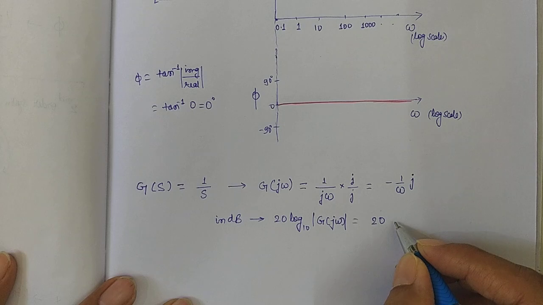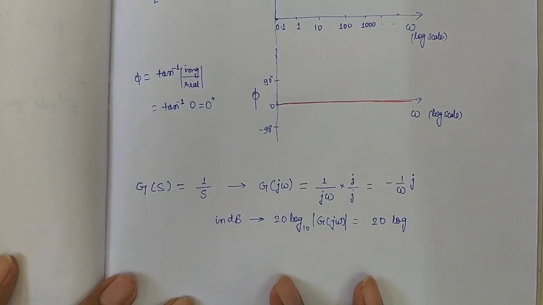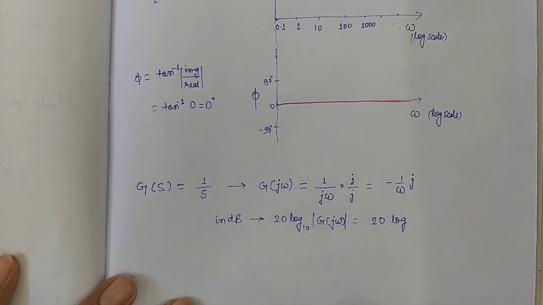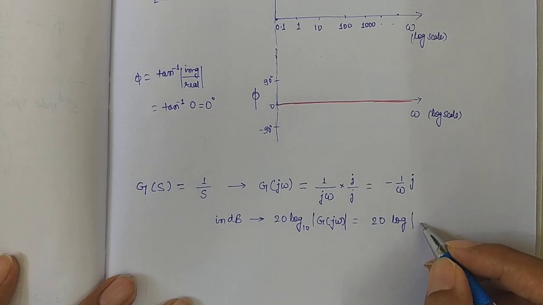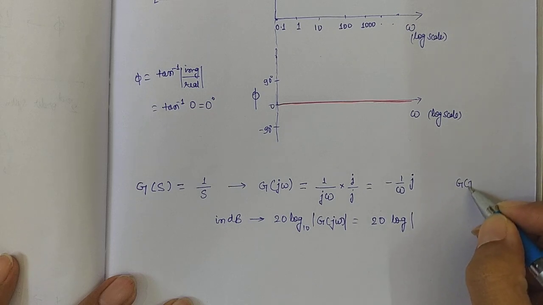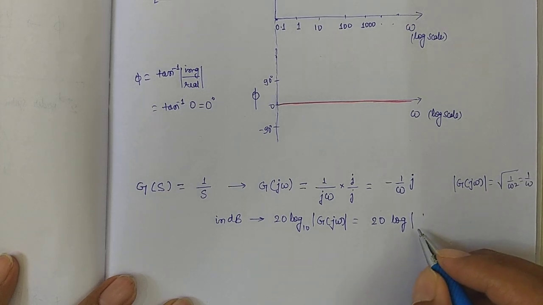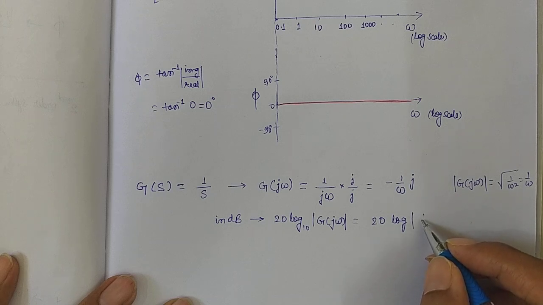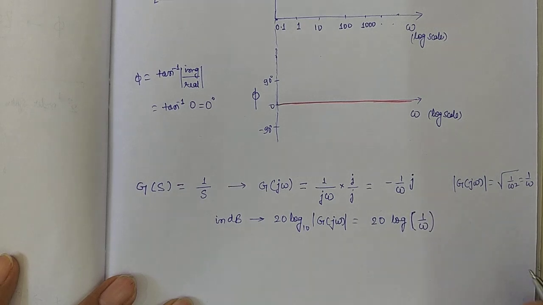is equal to 20 times, so 20 log is a convention. It comes from the electrical engineering background, and we will follow that in this whole context. So log of, what is this? Under root, my G(j omega) mod will be under root 1 upon omega square, which is equal to 1 upon omega, right? So this is 1 upon omega.